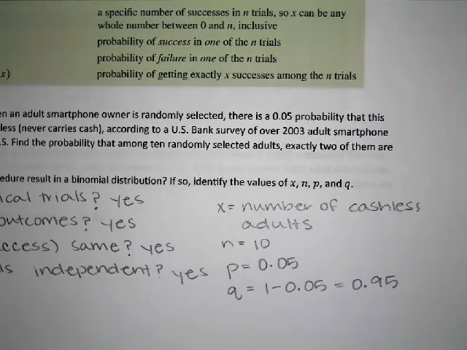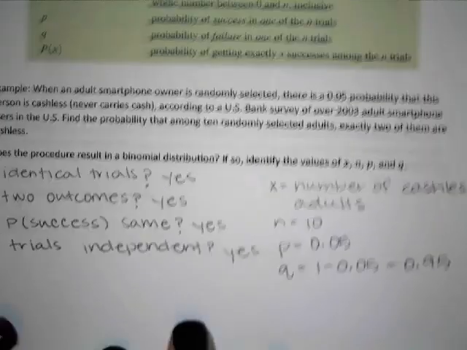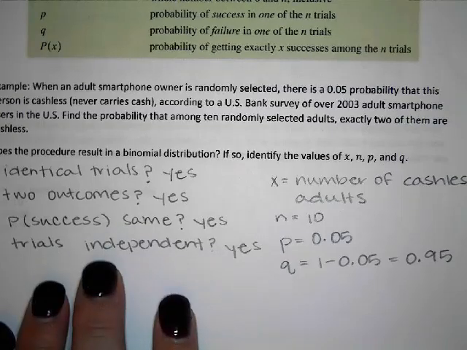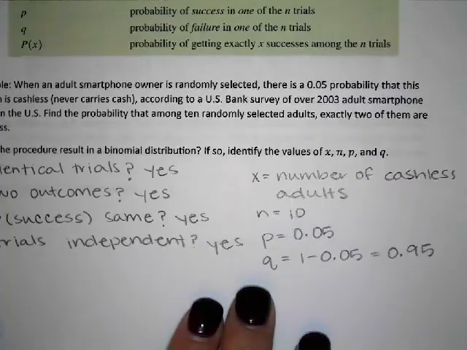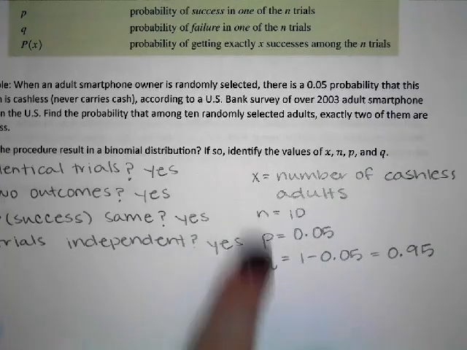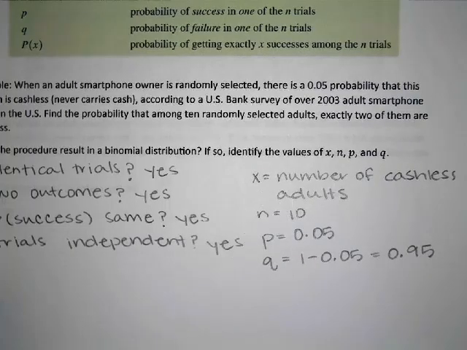We're not doing anything with this context just yet. We're just walking through and making sure that this is appropriate to use the procedure with that we're going to go through from a binomial distribution, and that once we know it's appropriate to use that, we can recognize what these 4 things are.